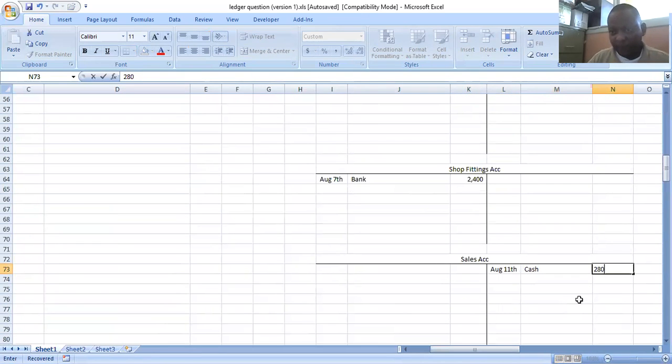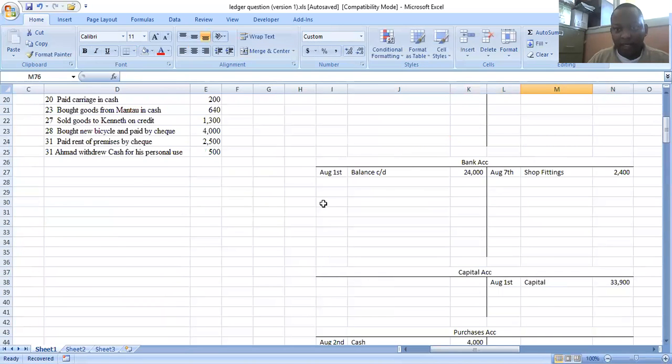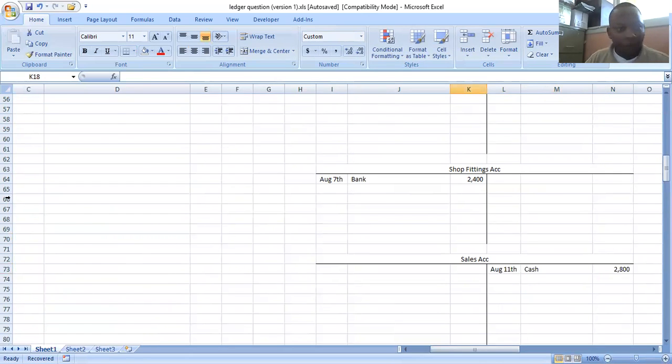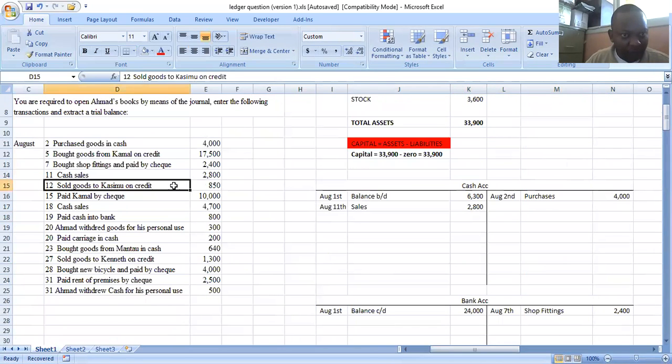2,800. And then we debit cash on August 11th. This is by sales, and the amount is 2,800 shillings. We proceed to the other transaction.